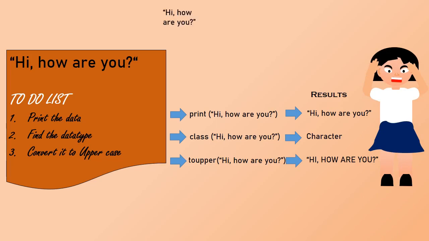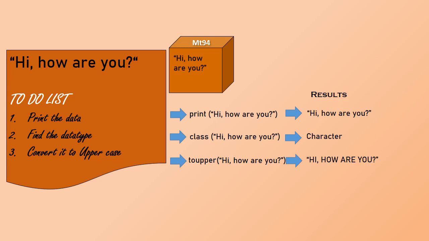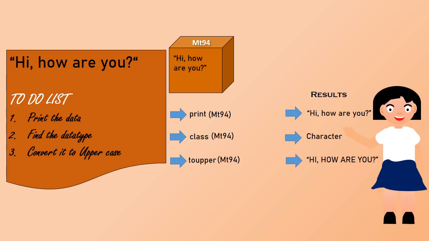What if I can take this data and store it in a box? Let's randomly name the box as empty94. Now instead of writing the whole "hi, how are you", I can just write empty94 in its place. For example, print(empty94), class(empty94), toupper(empty94). It will give the same result and it will be easy to write as well.